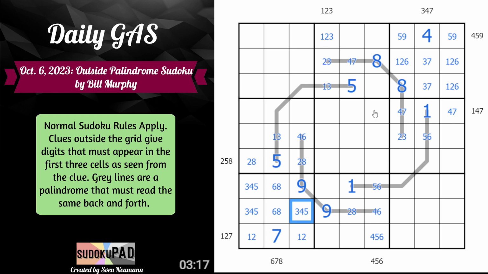Some really nice symmetry to help us out. No, there's too many digits missing. But here, there aren't too many digits missing because we already have our 1, 2, 3 triple. So we need to place 4, 6, 7, 9.